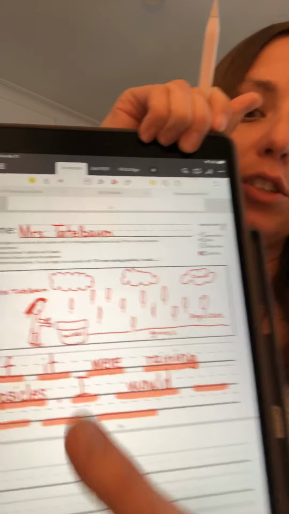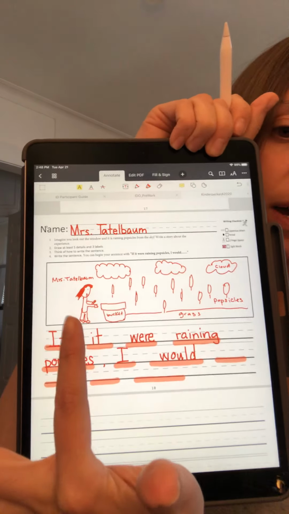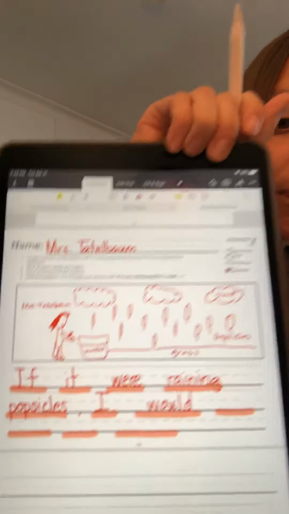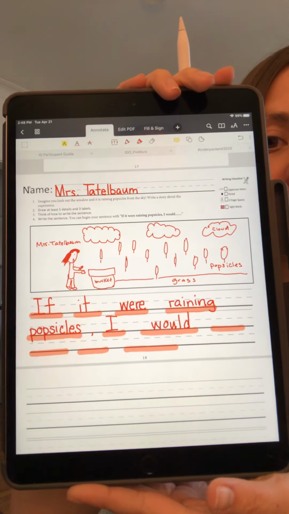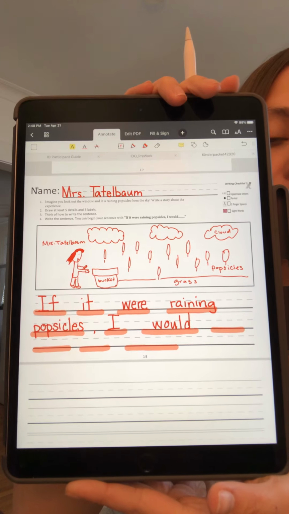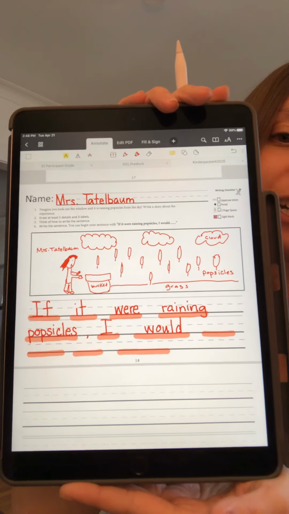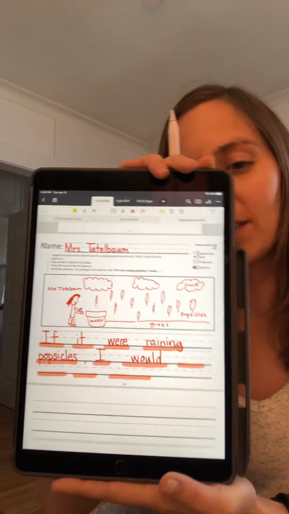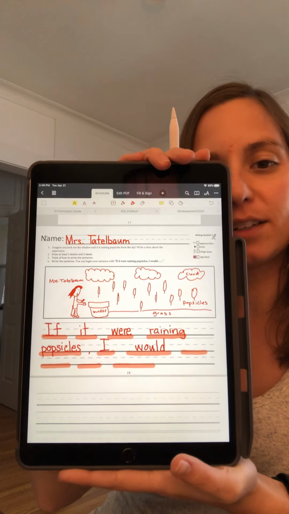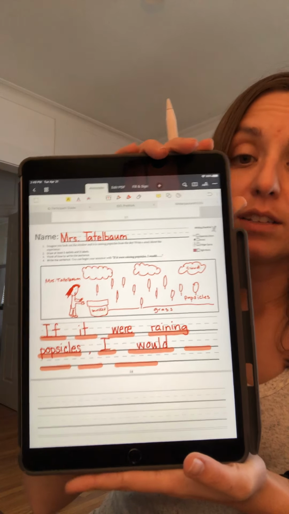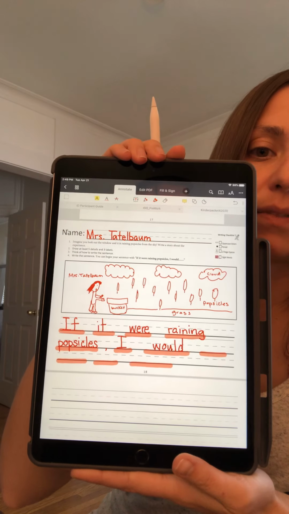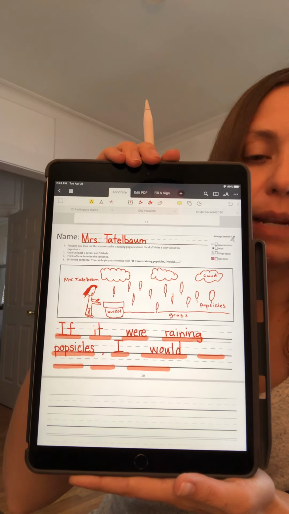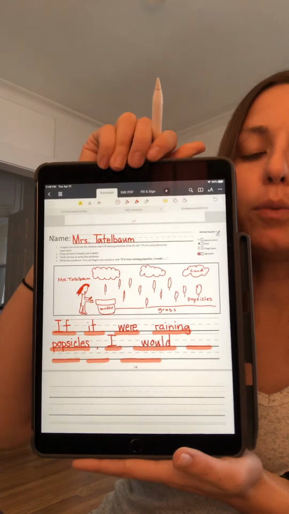And I drew myself, Mrs. Tattlebaum, and a bucket. Because I decided that if it were raining popsicles, I would get a big bucket. I would try to catch as many as I could. I think I'd want to take them all home, save as many as I could to eat later. So that's what I did for my sentence. Now, we're going to start the sentence. If it were raining popsicles, I would.